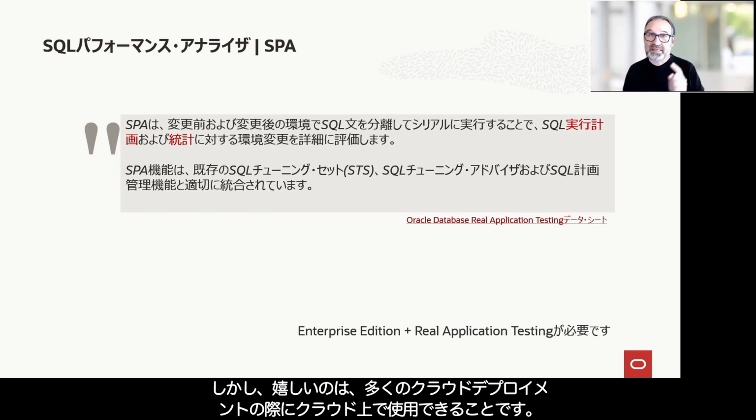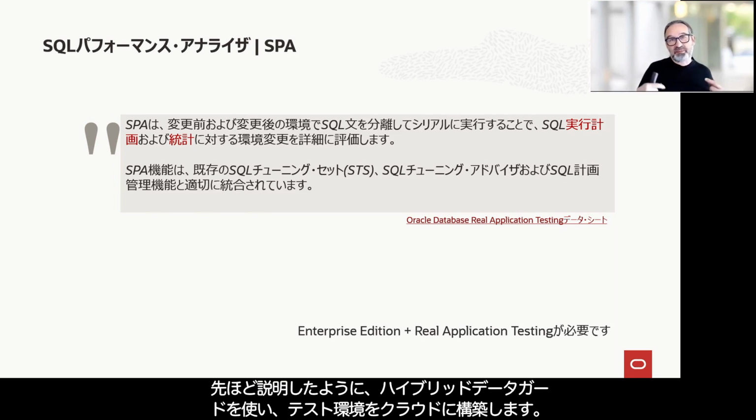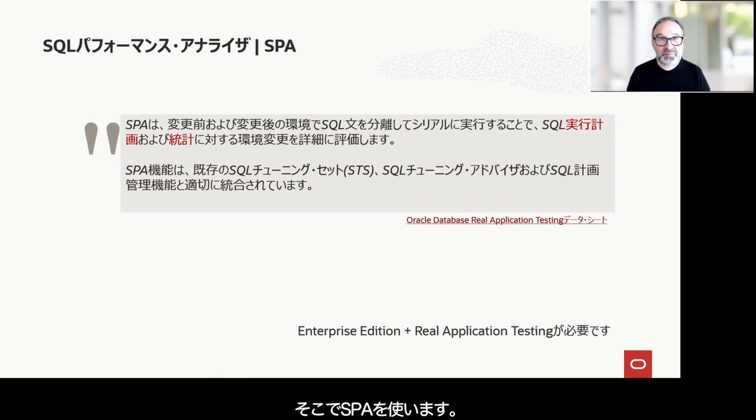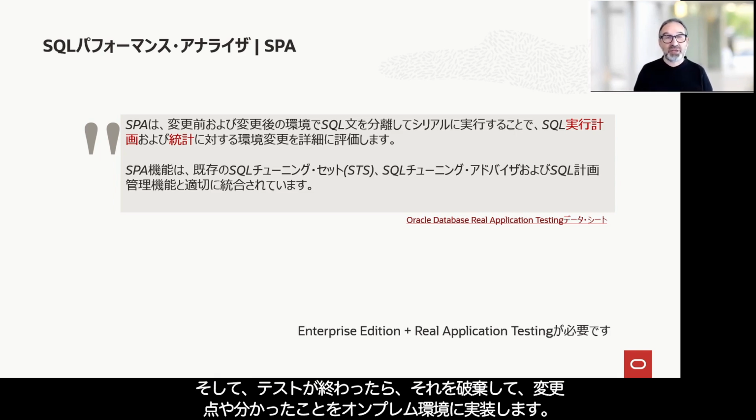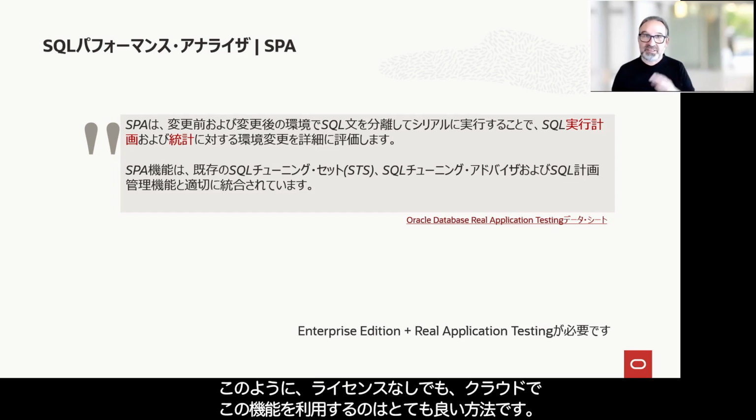But what's really cool is you can use that in the cloud, in most cloud deployments. As we explained before already, have a hybrid Data Guard, build up a test environment in the cloud, use SPA there, and once you're done with your testing, burn it down and implement the learnings on on-prem environments. So even if you don't have the license, the cloud here is really a good way of using the feature.